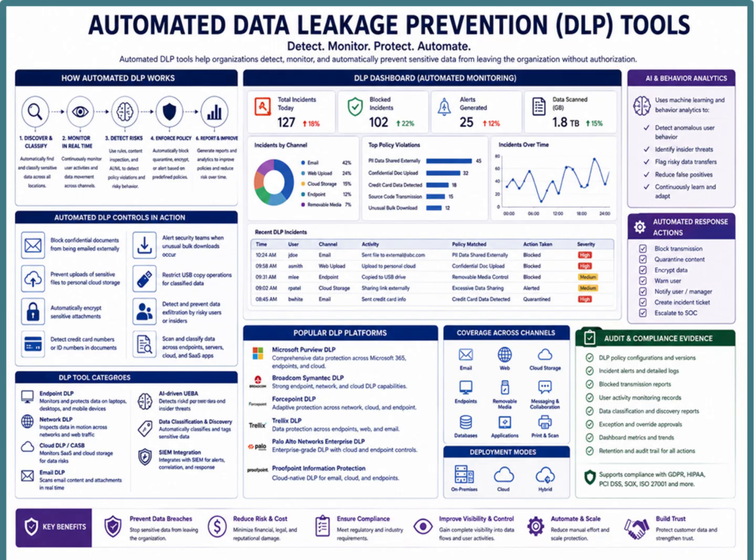From an audit perspective, automated DLP solutions generate valuable evidence. Auditors may review DLP policy configurations, incident logs, block transmission reports, user activity monitoring records, classification reports, dashboards, exception approvals, and audit trails to verify that controls are operating effectively. The overall objective is to prevent data breaches, reduce regulatory and reputational risk, improve visibility into sensitive data flows, automate security enforcement, and strengthen trust in the organization's information security program.